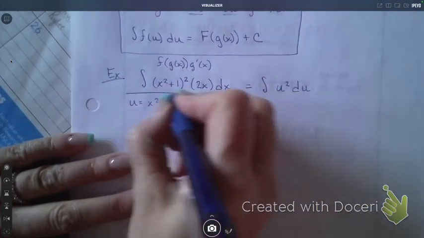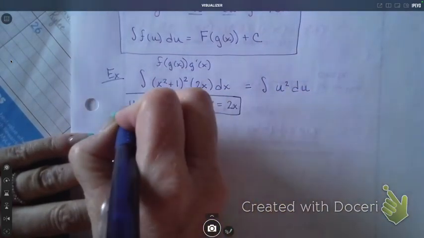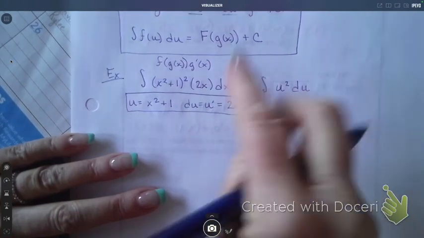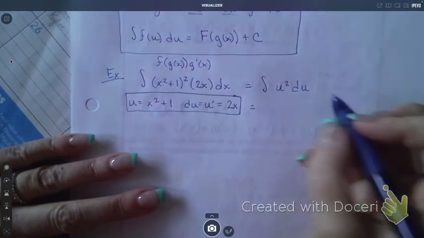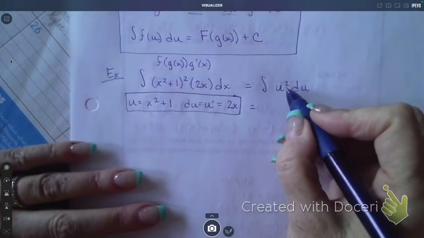This is side work. It's not equal to. Like when I write this equal to, it's not. Does that make sense? Okay, so what's the antiderivative of u squared?